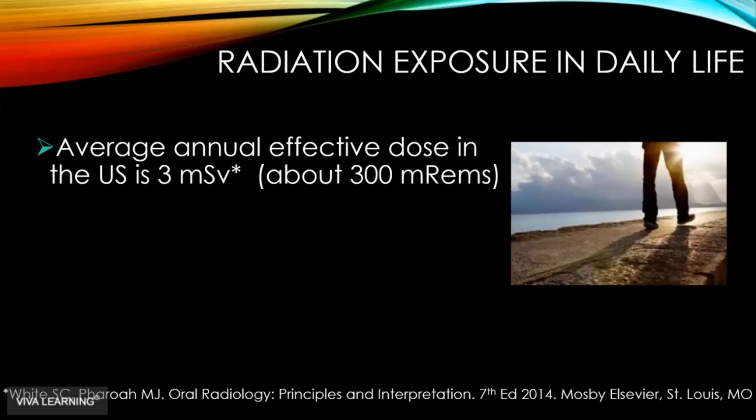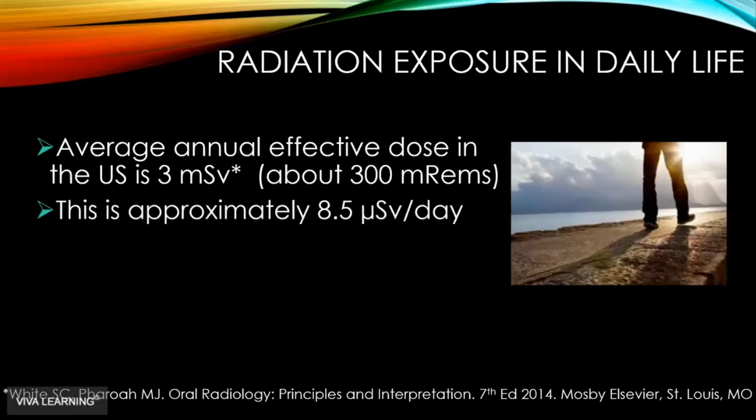So when we think about radiation exposure in daily life, the average annual effective dose in the US is 3 millisieverts, or about 300 millirems. I'm not going to go into the translation between millisieverts and millirems, but suffice it to say that this is approximately 8.5 microsieverts a day. Most of the time when we talk about effective dose, we talk about it in terms of sieverts, and particularly microsieverts, which is 10 to the minus 6, because the doses, particularly in dental radiology, are quite small.